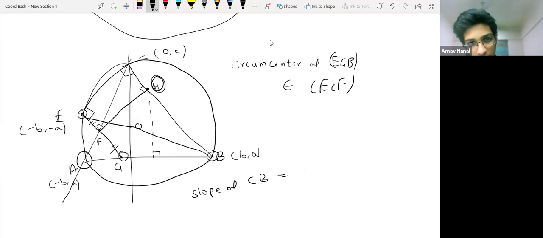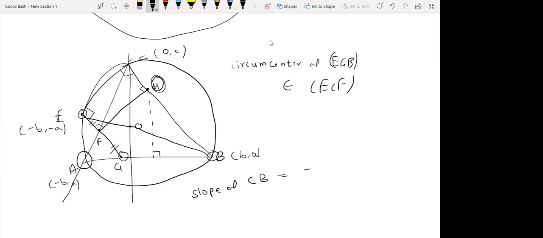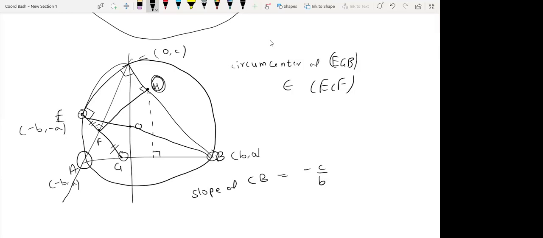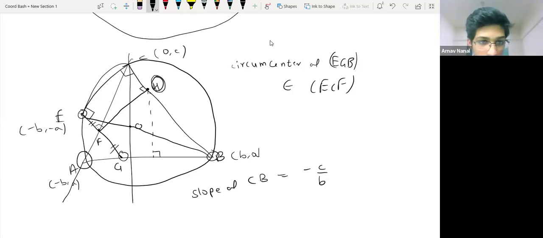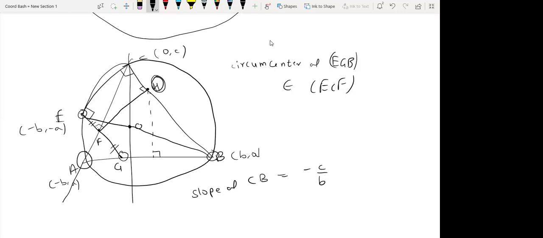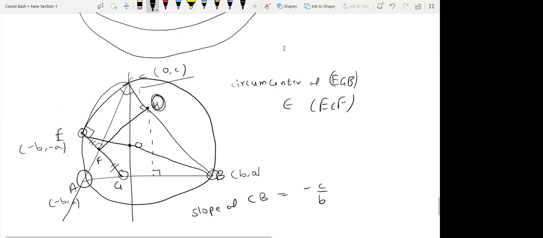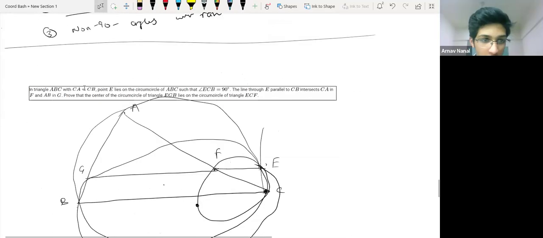How can you assume A is equal to minus b comma a, and also assume C equal to 0 comma c? O is the origin, right? The circumcenter is the origin. How can you assume 0 comma c and minus b comma a and b comma a? I can assume 0 comma c because it's given CA equal to CB. Yes, this is the problem, CA equal to CB.